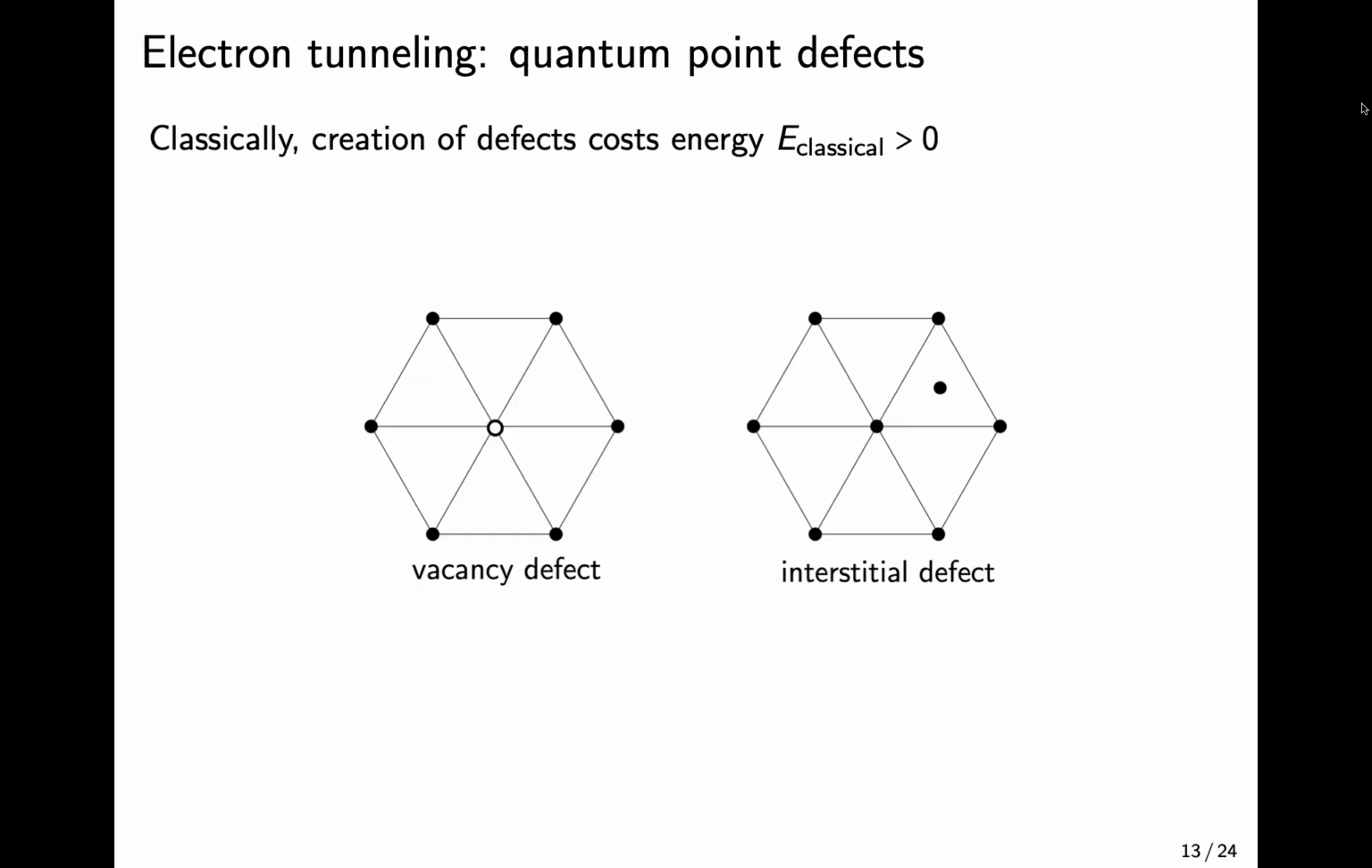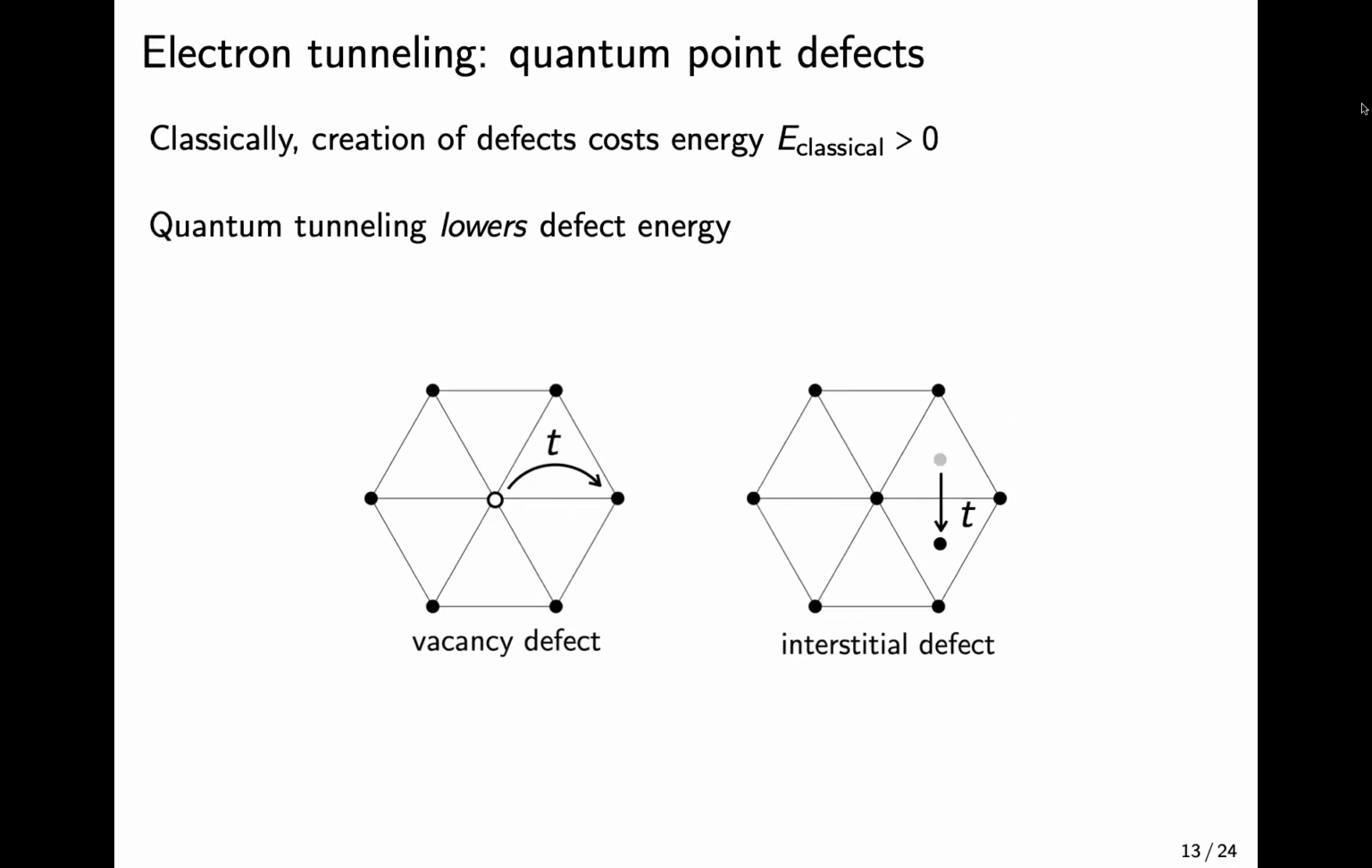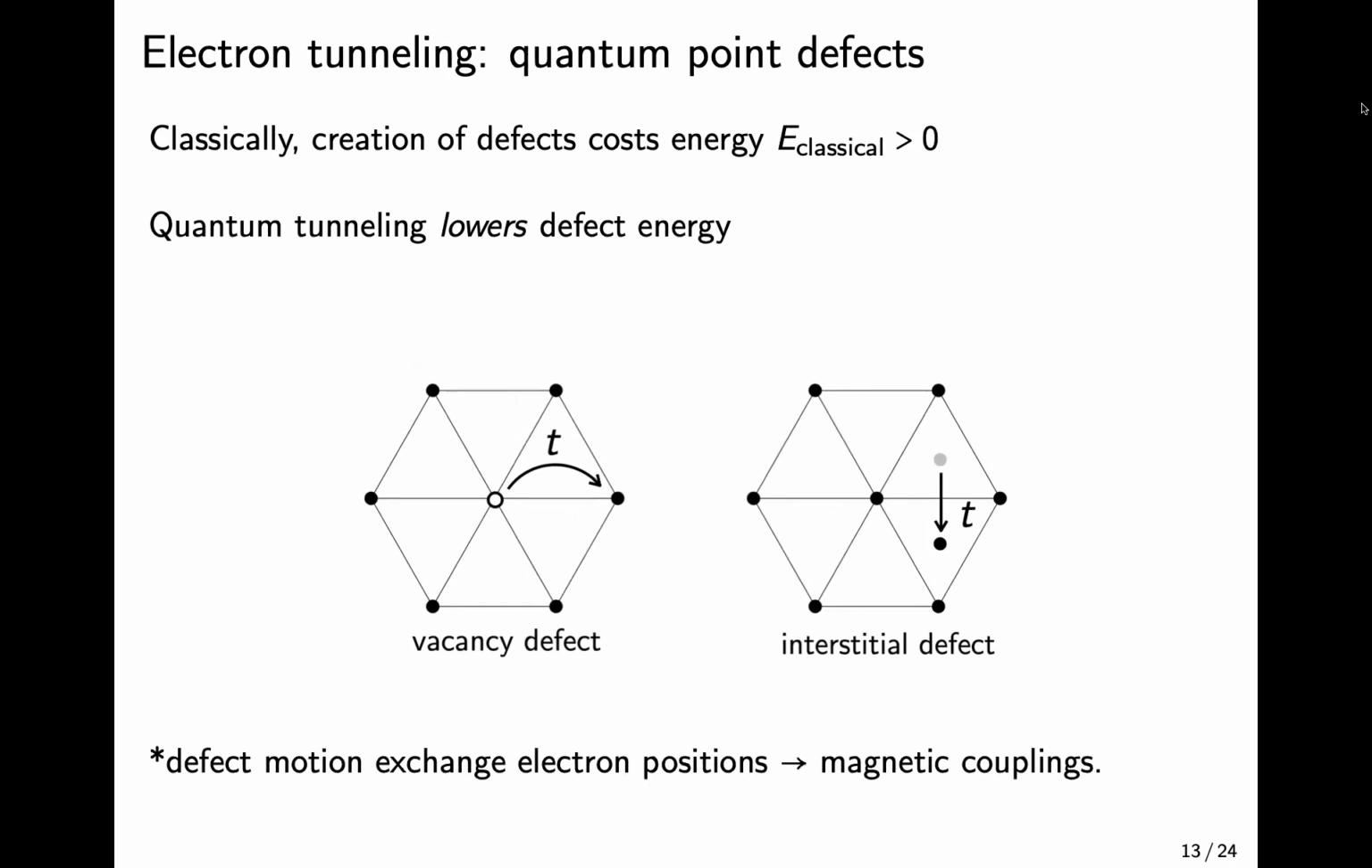Classically, we understand that the creation of a point defect in an otherwise pristine crystal will cost you some positive energy. Here I'm showing you the simplest versions, a vacancy and an interstitial. But as this defect starts to hop around and tunnel through the lattice, that will of course lower the energy. Another thing that will happen is that the motion of the defect will exchange the electron positions, and this will also couple the spin degree of freedom. Let's ignore that for now.